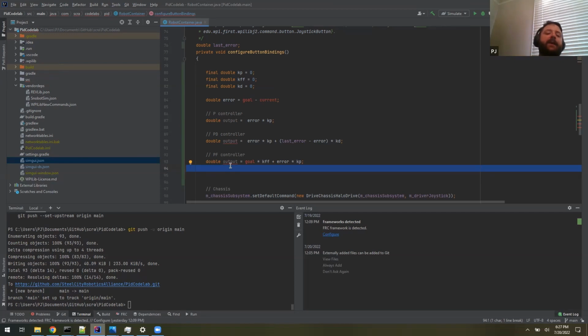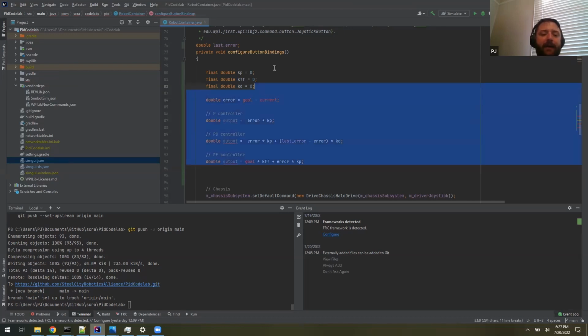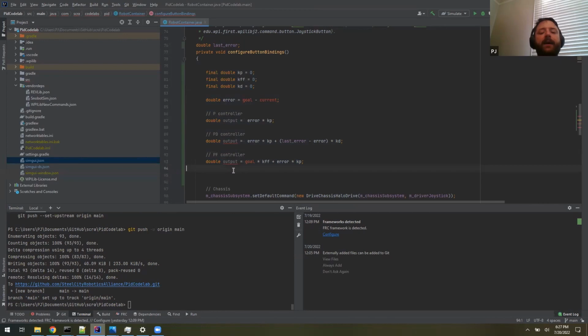So the nice thing about running them on the speed controller is that it runs 50 times faster than it would if you ran it on the RoboRio, which is handy, and it's less code than using WPI's thing. But regardless, this stuff is all handled by that, right? You give it a goal, you give it your current, and it spits out this number.